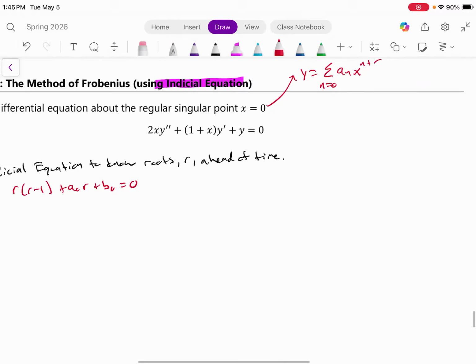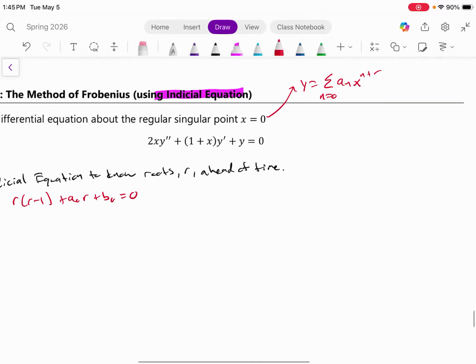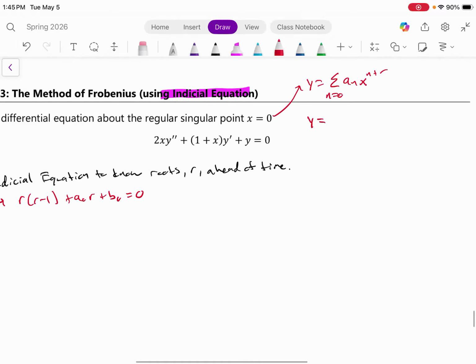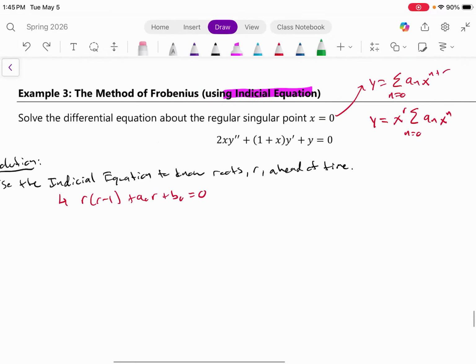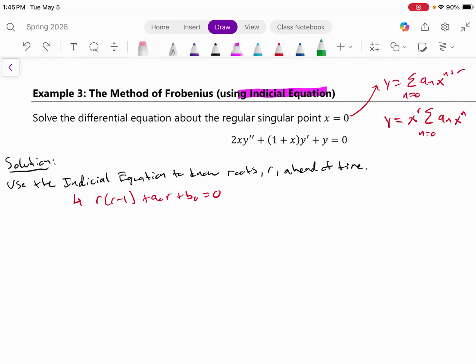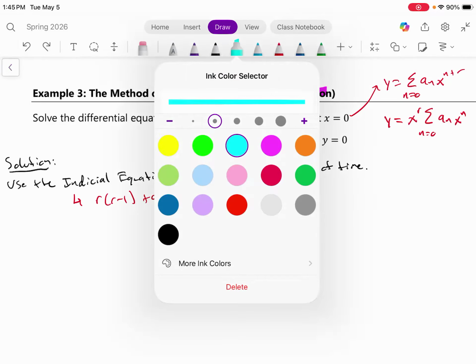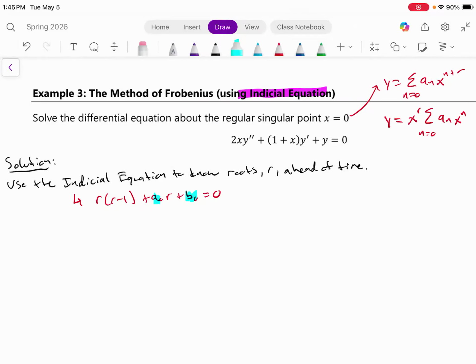Okay, and these roots relate to our series solution because remember our final solution is going to be something like x to the r times a power series, the sum of a n x to the n. So we're trying to figure out what this x to the r is. We're going to get two of them. One might be r equals 0, but we'll see when we do the problem. Okay, so we have a couple of things we need to figure out. We need to figure out a naught and b naught. We need to figure out what those two constants are.